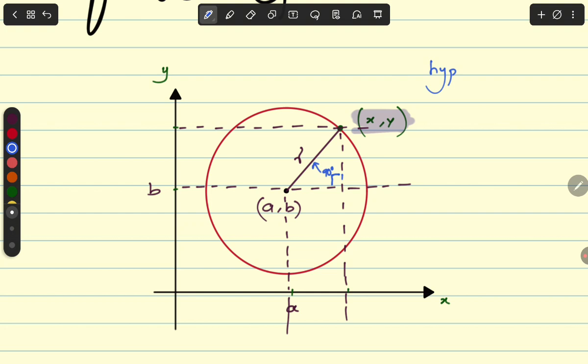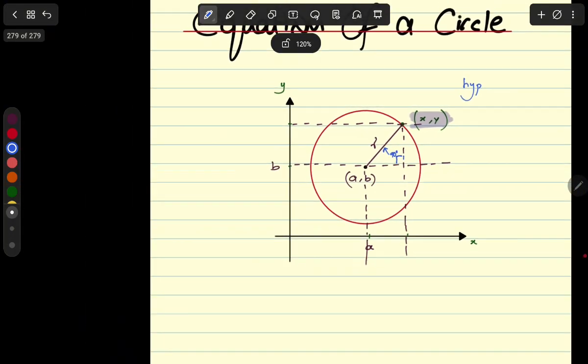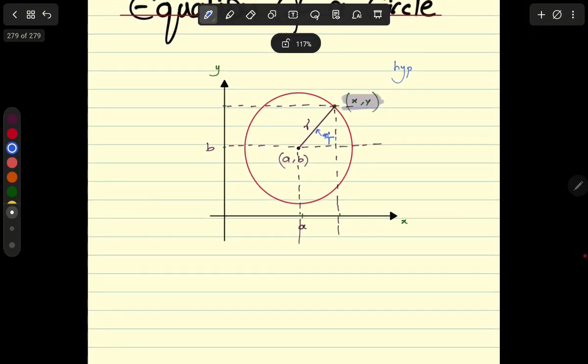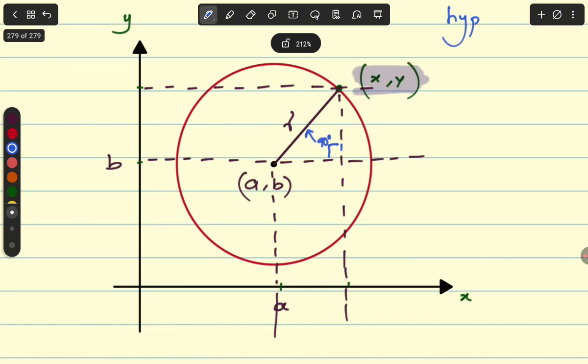And whenever this hypotenuse is involved, then we always know that more often than not, we are talking about the Pythagoras theorem, and here we are going to do exactly the same. Now, if I am going to ask you what this distance is going to be, if this point is y and this point is b, then you will tell me that this distance is going to be y minus b.